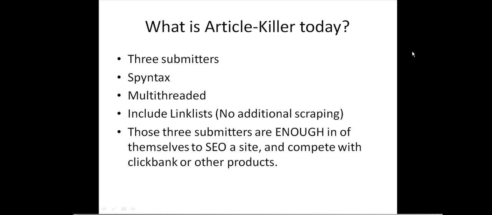But what is Article Killer today? What is it right now? Right now, Article Killer is 3 submitters. One primarily submits to authority domains, old, aged, high PR sites. This is good for bringing up the relevancy or trust of your site, which is a major component of SEO.